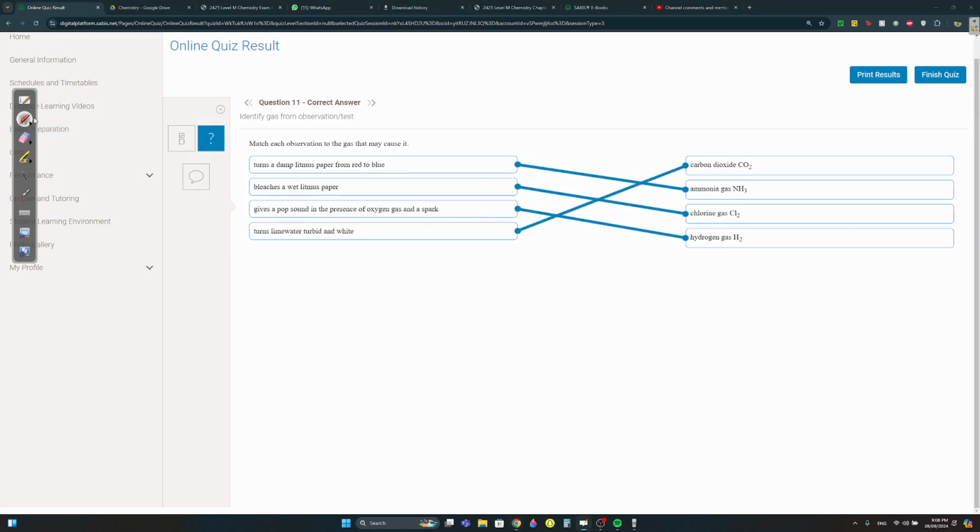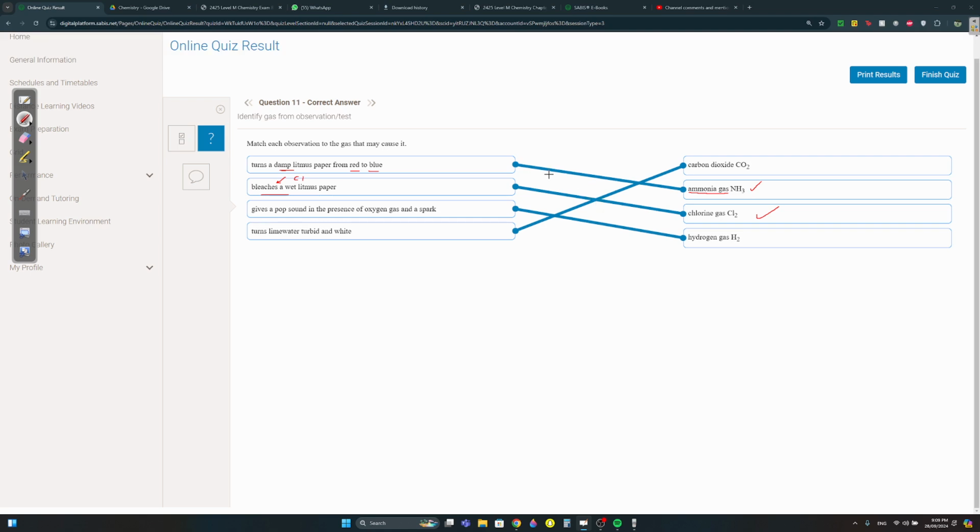Question 11. Okay, what turns a damp litmus paper from red to blue? Ammonia. Very fast. Memorize this. Bleach. Anytime you see bleach, chlorine. Okay, I memorized it. Okay, why? Because chlorine, they use it in making bleach and Clorox and stuff. Most people know the cleaning product called Clorox. I don't know how you pronounce it, but it's made out of bleach, which is chlorine.